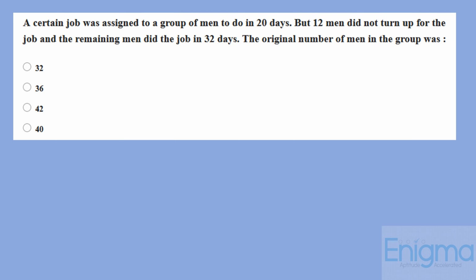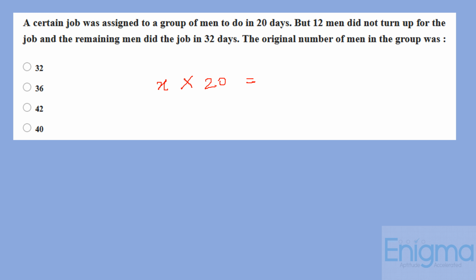A certain job was assigned to a group of men to do in 20 days, but 12 men did not turn up for the job, and the remaining men did the job in 32 days. The original number of men in the group was? Now, let's assume the original number of men in the group is x. They were supposed to do the job in 20 days. That means basically 20x man days are required to complete the job.